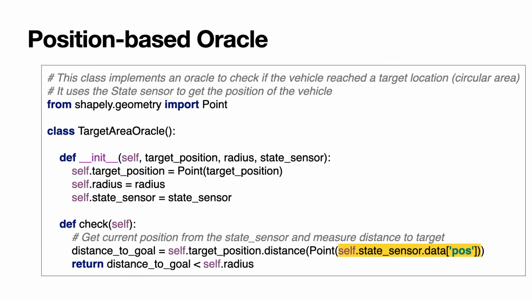Once we have a sensor, then we can define an oracle. For example, we can define a target area oracle, something that is based on position. In this case, what I've implemented is a simple oracle in which we provide a location and a radius. So this is a kind of circular area, and a state sensor. And this oracle will check whether or not the position of the car is within this area. When the position is inside this area, meaning that the distance between the current position of the car and the center of this area is less than the radius that we have, then the oracle is going to trigger. So you reach your destination. That's basically what it does.